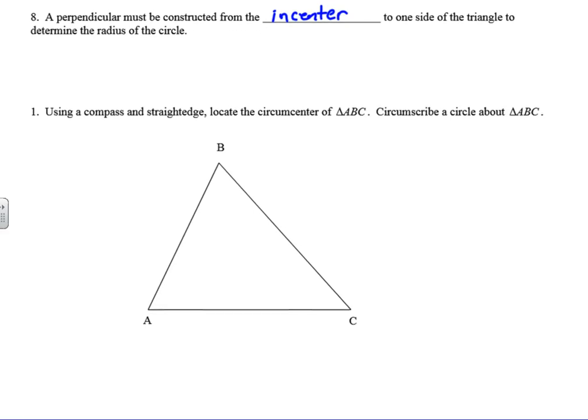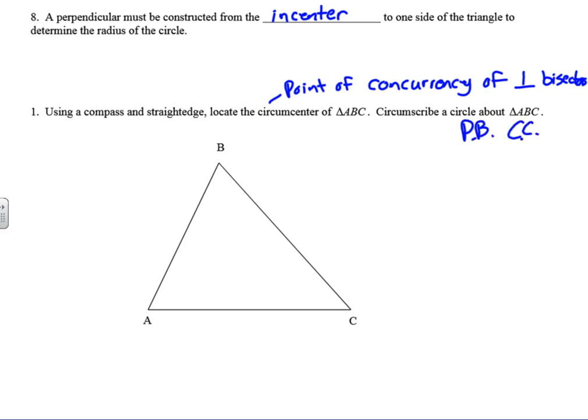All right, now we want to locate the circumcenter, and we want to circumscribe a circle about it. This one's a little bit simpler, but when we see the circumcenter, we want to think that that is the point of concurrency of the perpendicular bisectors. My little tool for remembering this is PBCC: perpendicular bisectors meet at the circumcenter.